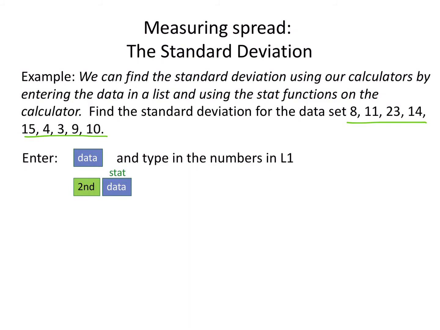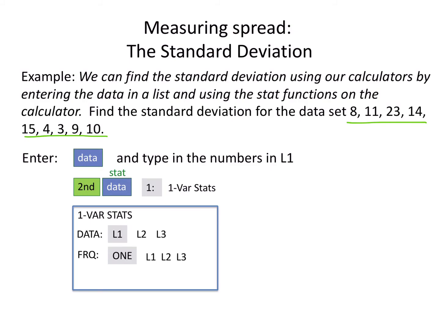All right, so once you've got those numbers typed in, you're going to hit the second button up in the top left corner and then data. That takes you to the stat menu. Now you'll see 2 options, 1 variable stats and 2 variable stats. You want to pick number 1, the 1 variable stats. So make sure that's highlighted and hit enter.